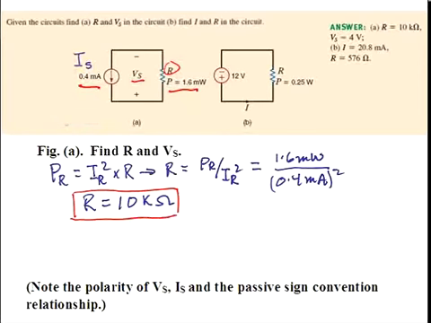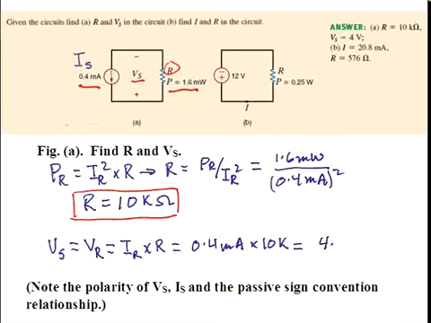Next, we'll solve for the voltage V sub S. We'll say that V sub S is the same as the voltage across the resistor, V sub R, and by Ohm's law, that would be I sub R times R, which is 0.4 milliamps times 10K, and that is equal to 4.0 volts.